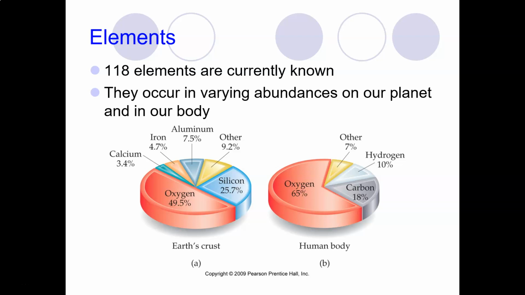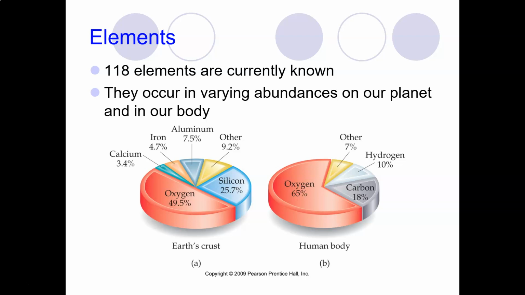The next most abundant is silicon, which is about 25%. Silicon and oxygen together form sand, so there's a lot of sand. Then the next most abundant element is aluminum, then iron, then calcium, and then all of the other elements add together to be 9% of the rest of our planet, the land part.